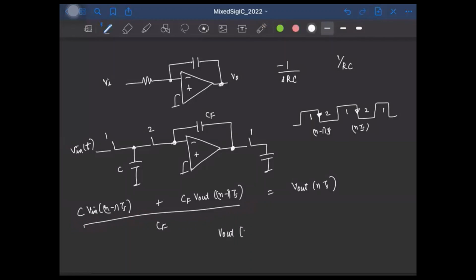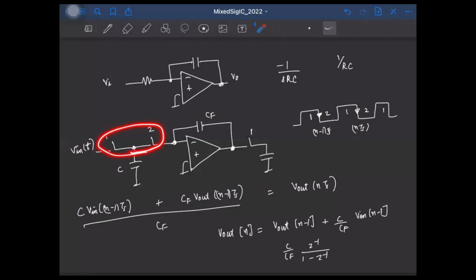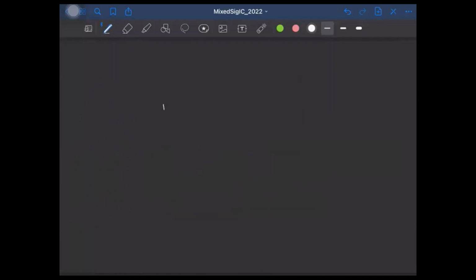So what we have is Vout of n to be Vout of n minus 1 plus C by CF times Vin of n minus 1. Right, so this essentially realizes the transfer function C by CF into Z inverse by 1 minus Z inverse, right? And if we make sure that the switching frequency here is much faster compared to the rate at which the input signal is varying, then the output voltage here will change only at Ts, 2 Ts, 3 Ts, and so on, right?